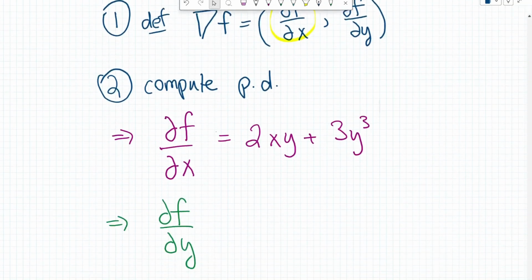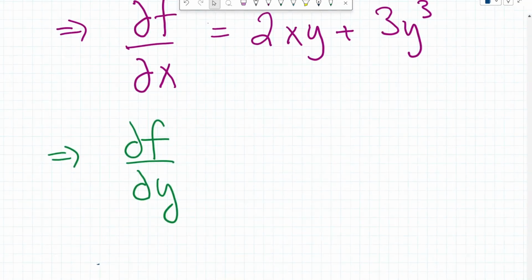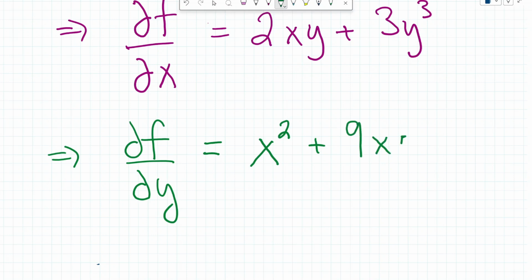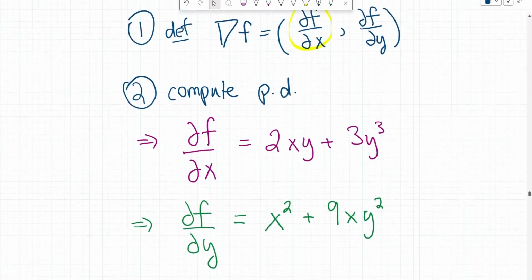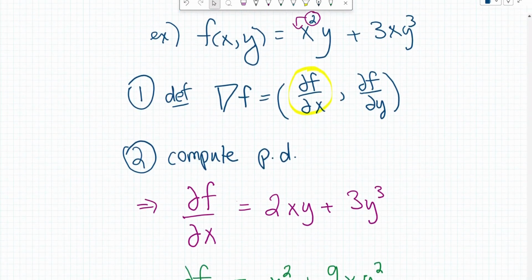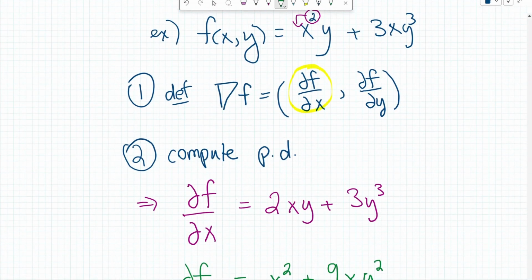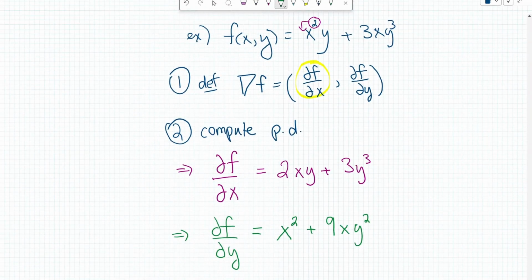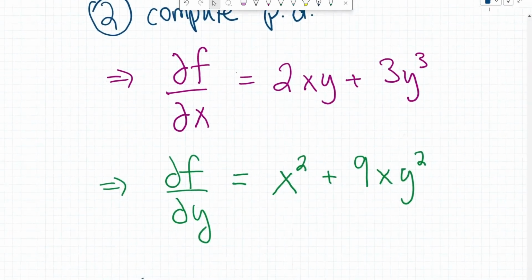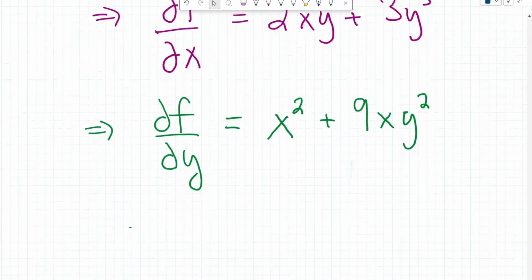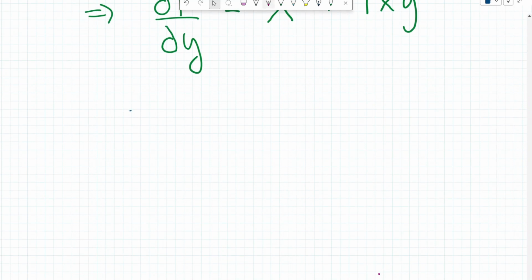Let's repeat the same process now to find the partial derivative with respect to y. So this will equal x squared plus 9xy squared. And again, we use the power law of derivatives in order to find our partial derivative with respect to y. So now that we have our two partial derivatives, the third step is a very easy one.